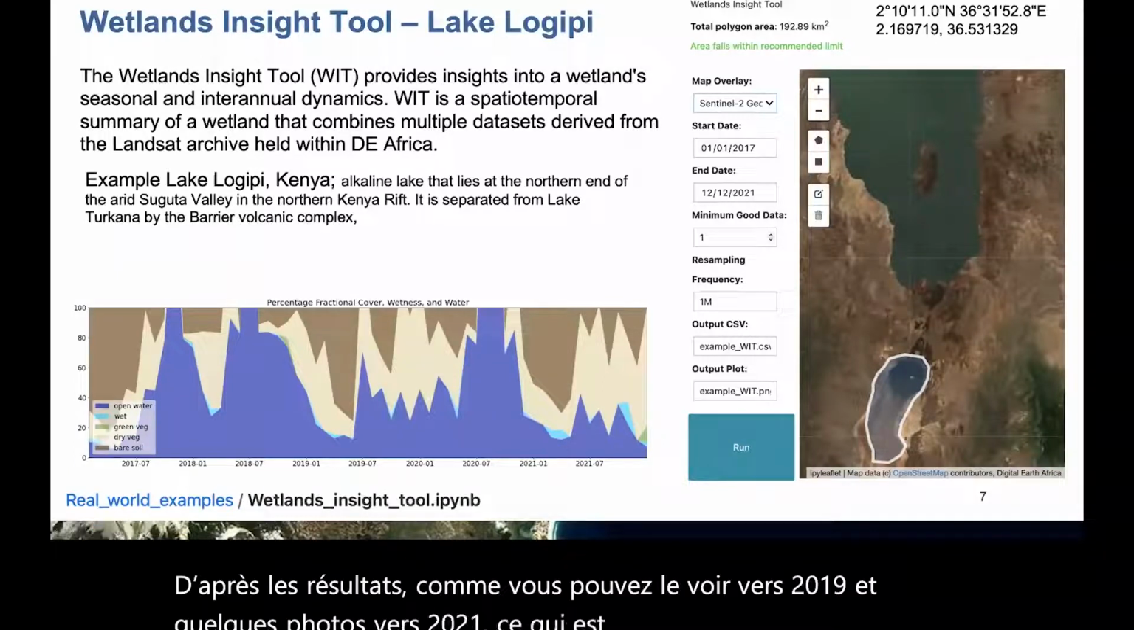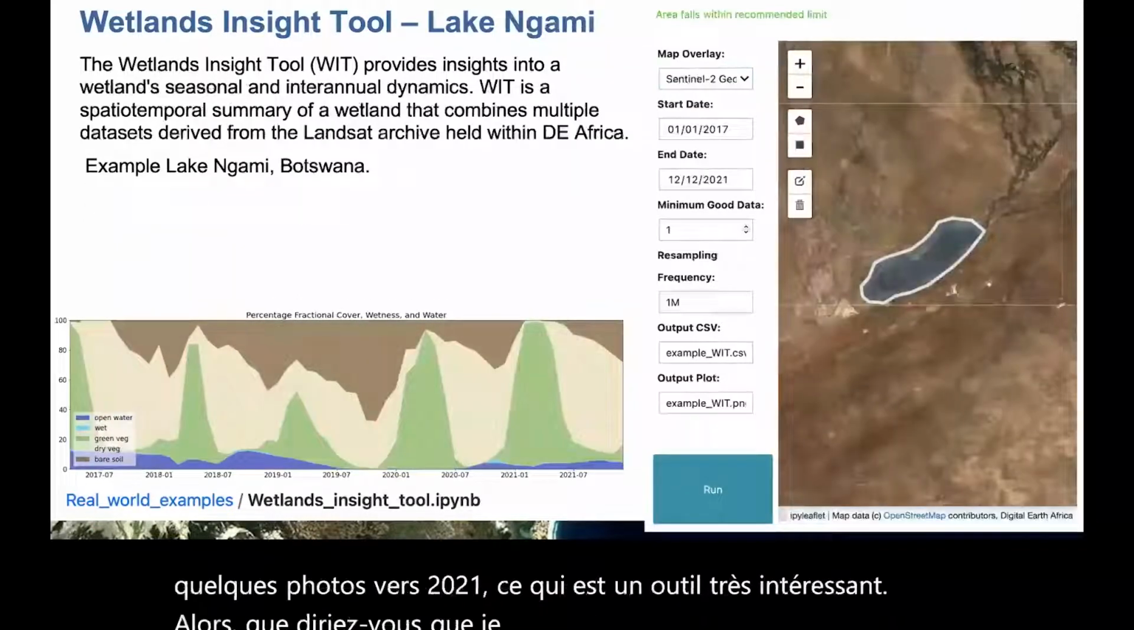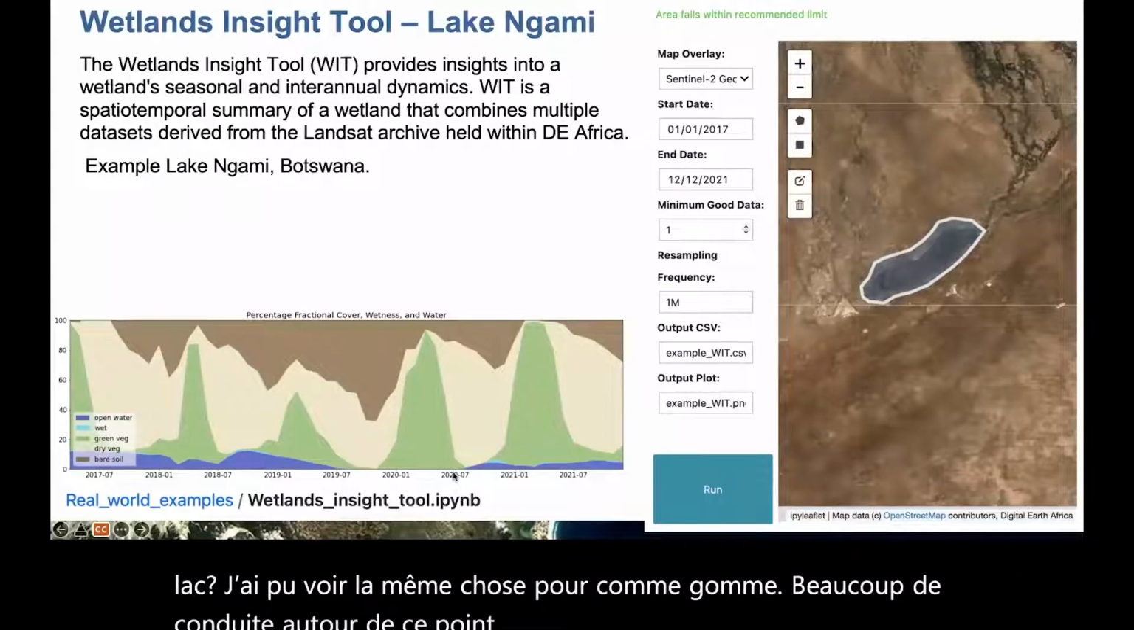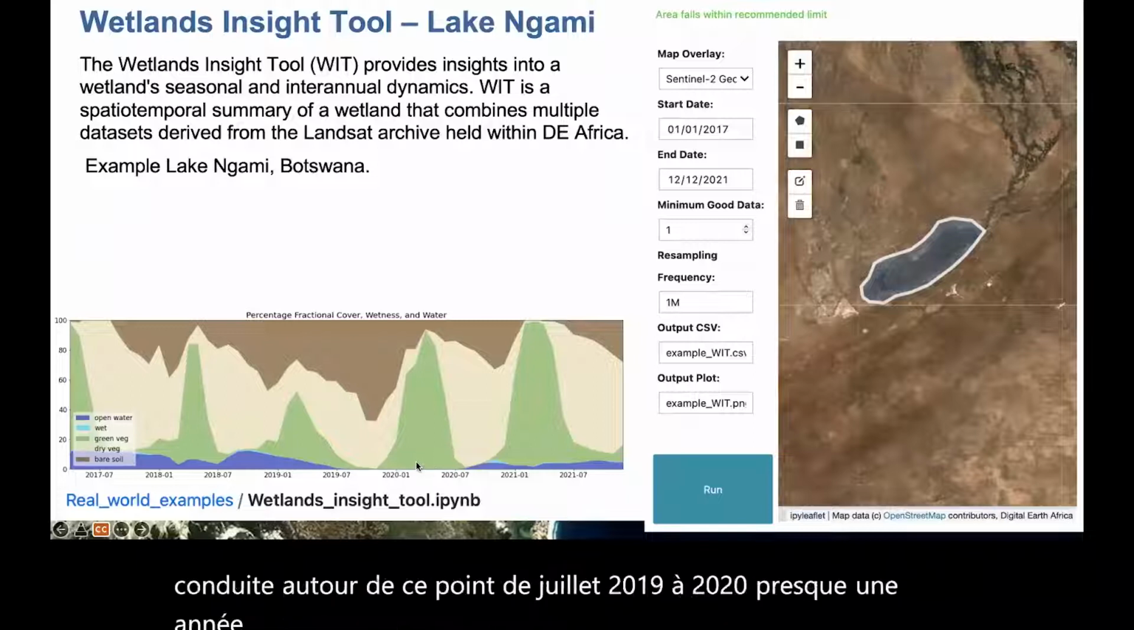So how about I run this tool on another lake? I was able also to see the same for Lake Ngami, a lot of drying around this point of July of 2019 to 2020, almost a whole year where it was a little bit muddy. And Dr. Kaleboge on this call can actually confirm that this was the case with the lake.